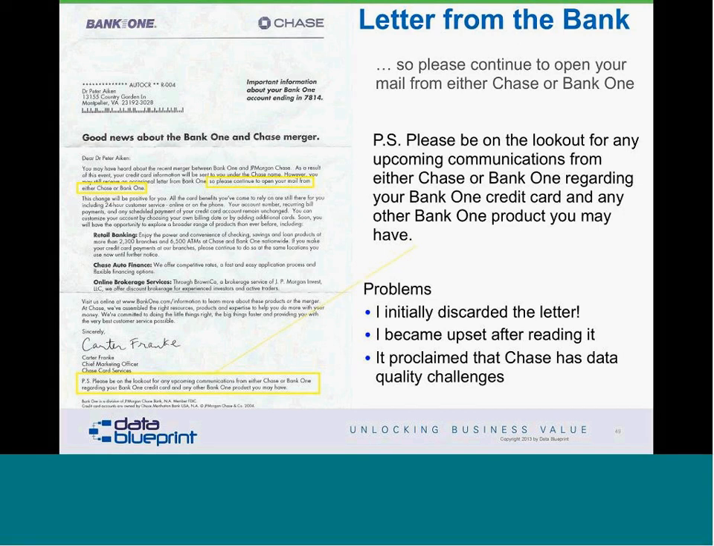So we're popping up onto another polling question here for you, but let me just talk about this for a minute. If the goal of this was to use up all of the old Chase letterhead, okay, but literally I did take this letter and throw it in the trash can. I saw in the news later that week that Chase bought Bank One, and I said, oh my goodness, I saw something from Chase. I went back to the trash can, smoothed the letter out, and looked at it and said, oh, wow. And then I read it, of course, and it says twice in there, please continue to open your mail from either Chase or Bank One. And then at the very bottom, you can see the PS as well.